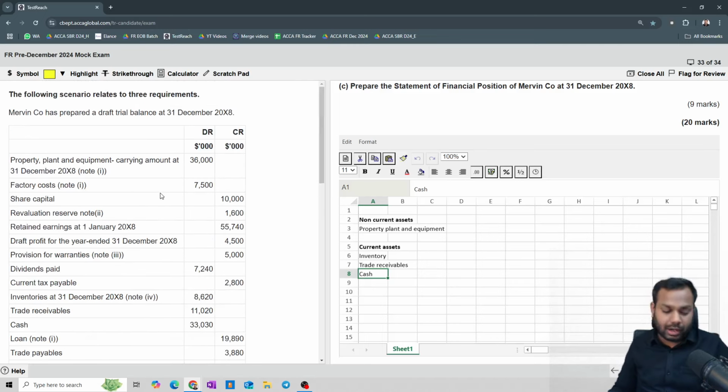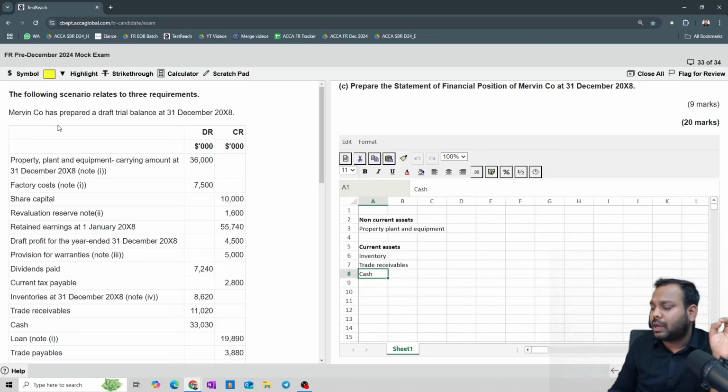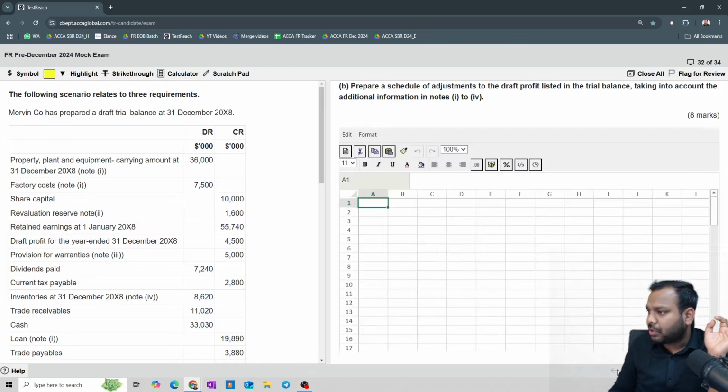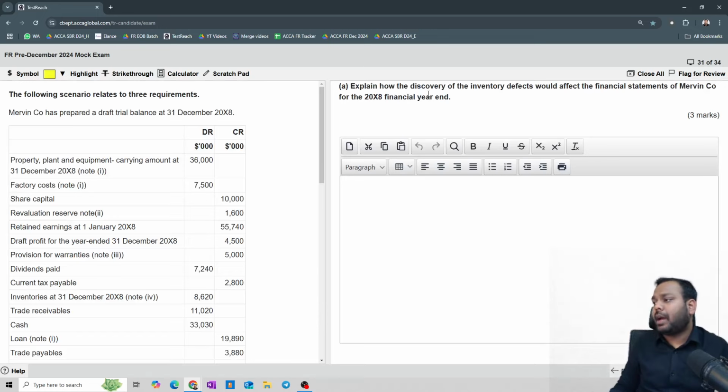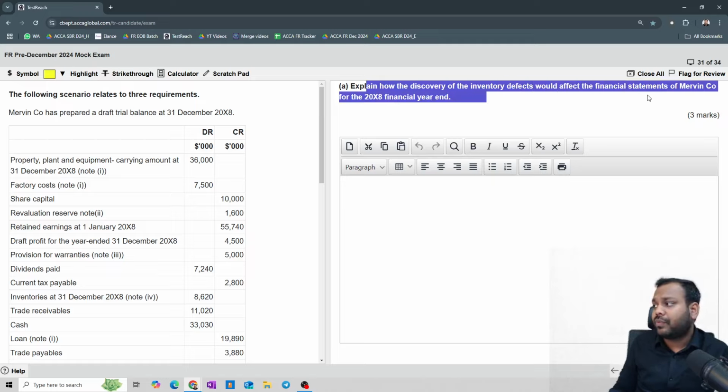So let us focus on the concepts now. I am using very simple Hindi and simple English for everyone to understand. So this is the requirement. Coming back to the question, requirement number 1: explain how the discovery of inventory defects would affect the financial statements of Mervyn Company for the year end 20x8.